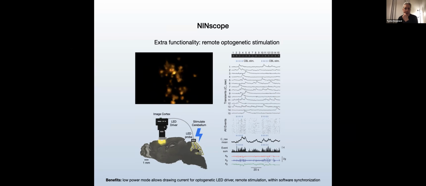Because we were using a low power mode for the low frame rate acquisition, the 30 Hertz acquisition, we could also draw more current for this optogenetic stimulation probe. And that was an advantage, even though we didn't have the ability to acquire frames at the higher frame rates that this sensor is capable of.